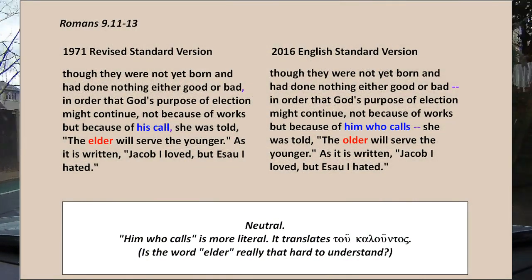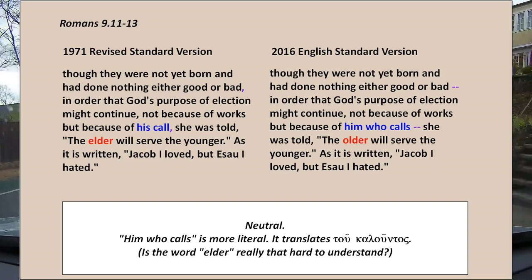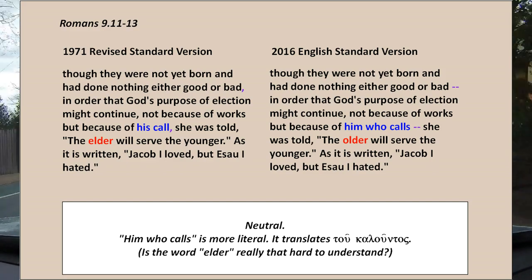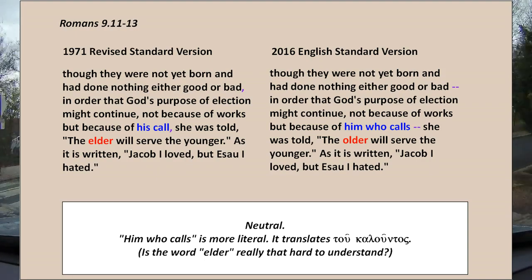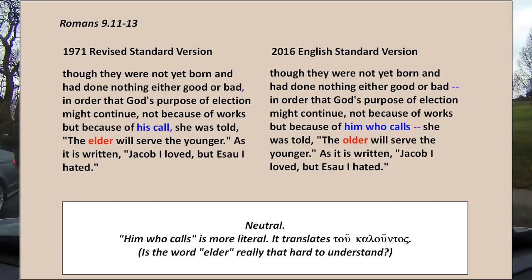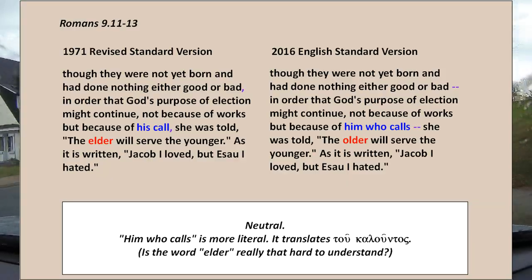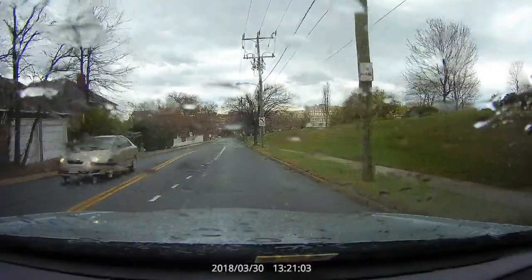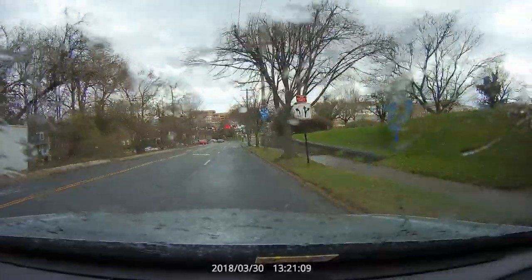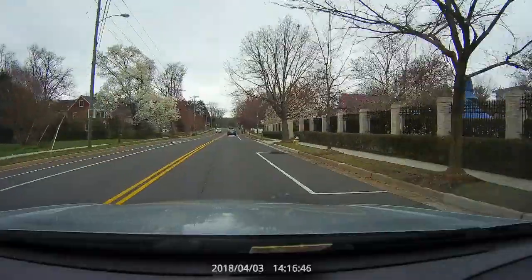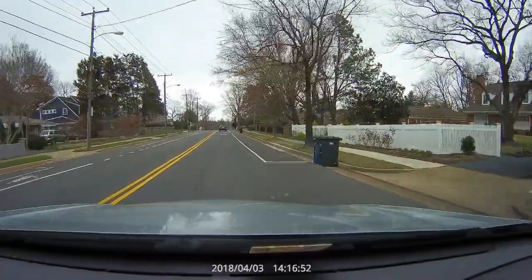Okay, here's the passage about Jacob and Esau from Romans 9:11 through 13. "Jacob I loved, but Esau I hated." That portion's translated exactly the same, not because of works, God's purpose of election, all that's the same. The only differences are his call becomes him who calls, and the English Standard Version is more literal there. It's a more literal translation. Then they replace elder with older. I prefer elder. This is one of the reasons I have difficulty bringing myself to use the English Standard Version, because I like so many things about what the Revised Standard Version had done and retained. But no bias here.